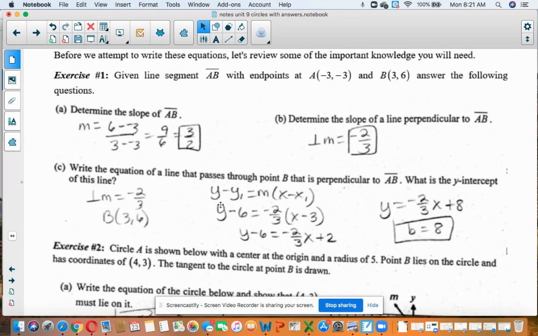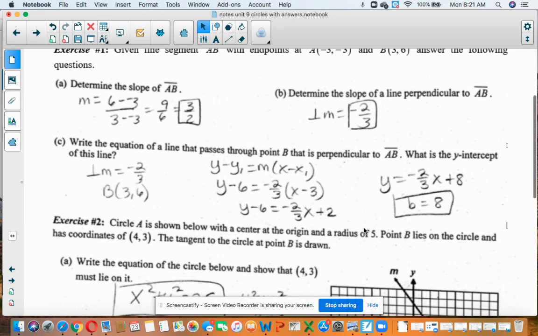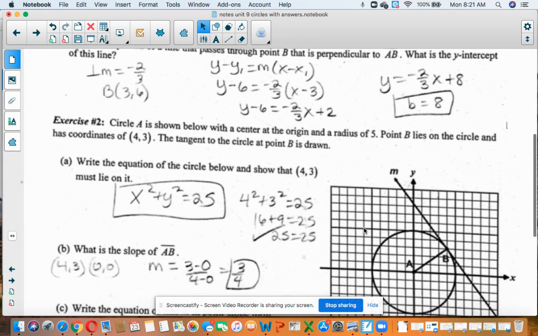Now this essentially is my answer, y minus 6 equals negative 2/3 times (x minus 3). I do have to simplify it, but only because they're asking me what the y-intercept of the line is. To find the y-intercept, I have to get it in slope-intercept form, which means I'm distributing this negative 2/3 to everything inside the parentheses, and I'm getting y by itself by adding 6, so then I have my y-intercept right there.